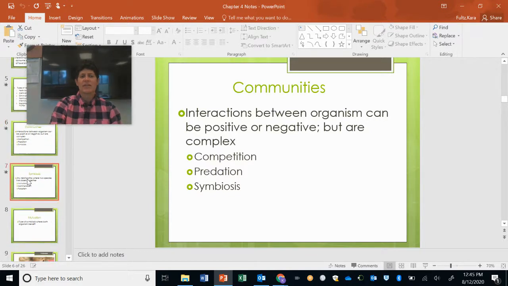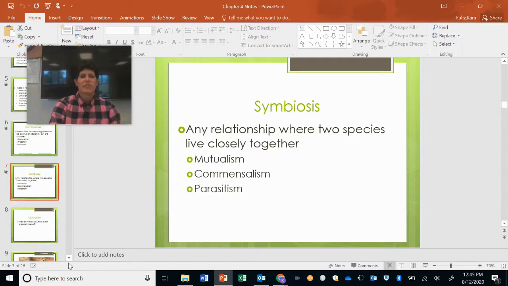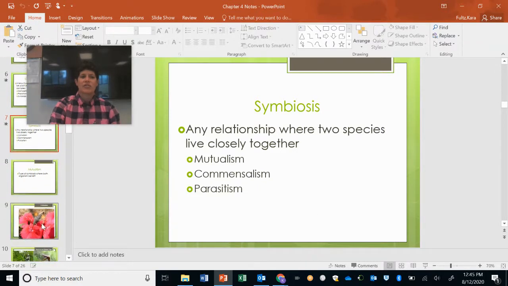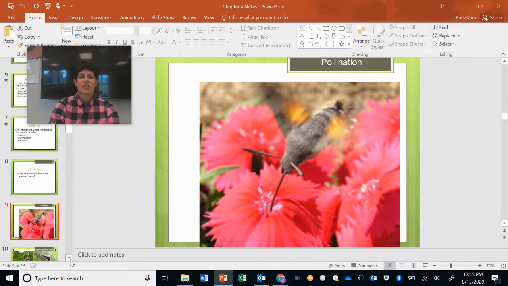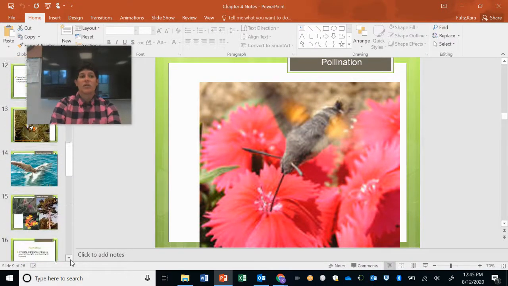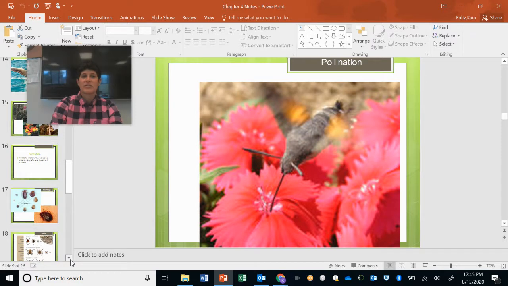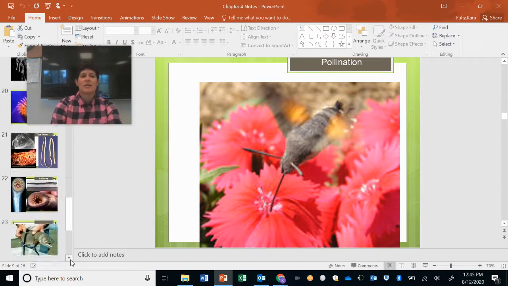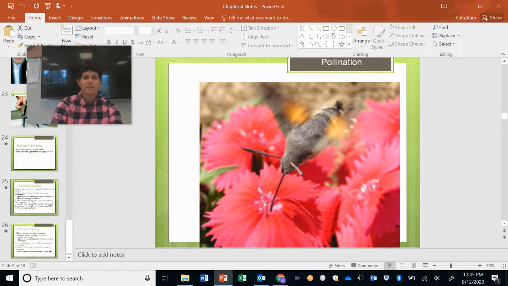It talks about each one of these. If you click through the PowerPoint, it gives you examples. I gave you pictures. Okay, so here's pollination. That's a great example of mutualism. So take some time, look at the PowerPoint, and make sure you feel really good on those different examples of symbiosis and also with competition and predation. Okay.